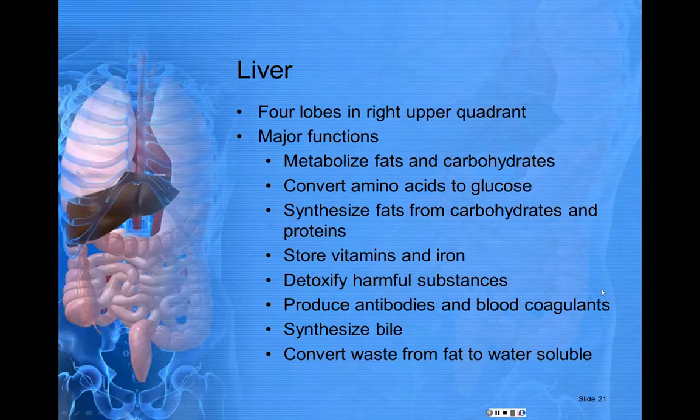Another main organ is the liver. There are 4 lobes, and it's located in the right upper quadrant. The major function of the liver is to metabolize fats and carbohydrates, convert amino acids to glucose, synthesize fats from carbohydrates and proteins, store vitamins and iron, detoxify harmful substances such as drugs, alcohol, etc., produce antibodies and blood coagulants, which is something that I think a lot of times we forget about, and synthesize bile and convert waste from fat to water soluble.